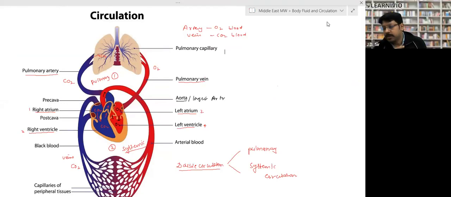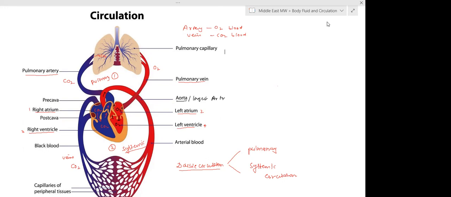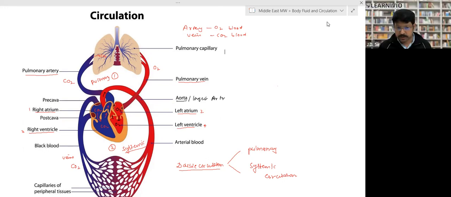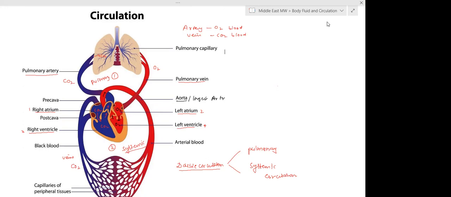Right. So we did the double circulatory system. Yeah, we did it. We were supposed to start with the human heart, right? Sir, we didn't write the notes for the double circulatory system. Okay, fine. I'll do that. Give me just a minute.